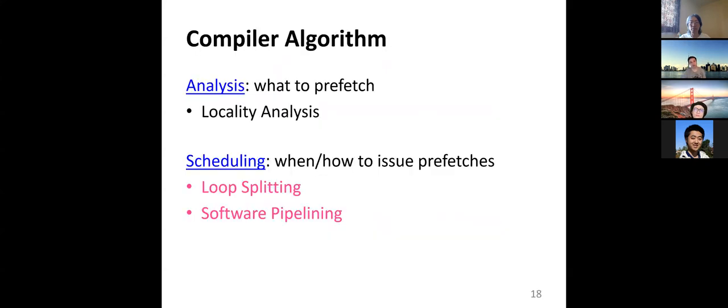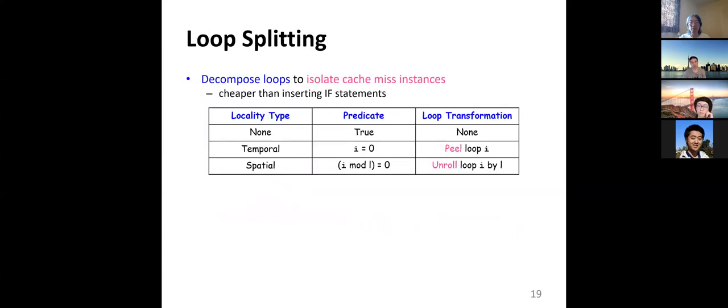That tells you what to prefetch, and the predicate for it. But that alone doesn't implement prefetching for you. So how are we going to implement it? What we're going to do is use a technique called loop splitting. Loop splitting decomposes the loops to isolate cache-missing instances. This is a good idea because it's cheaper than inserting if statements.